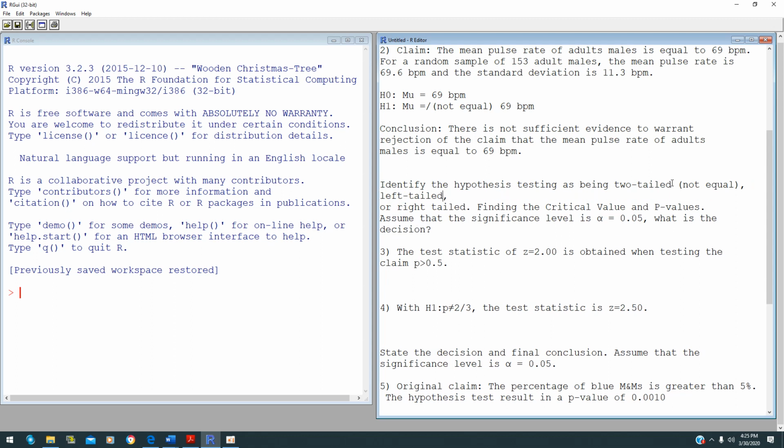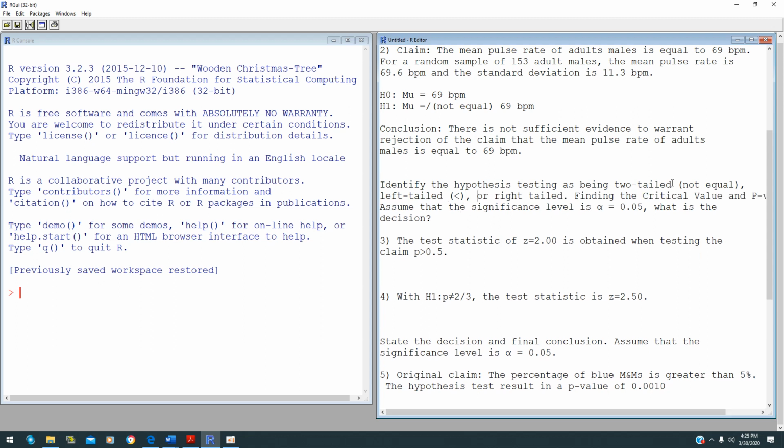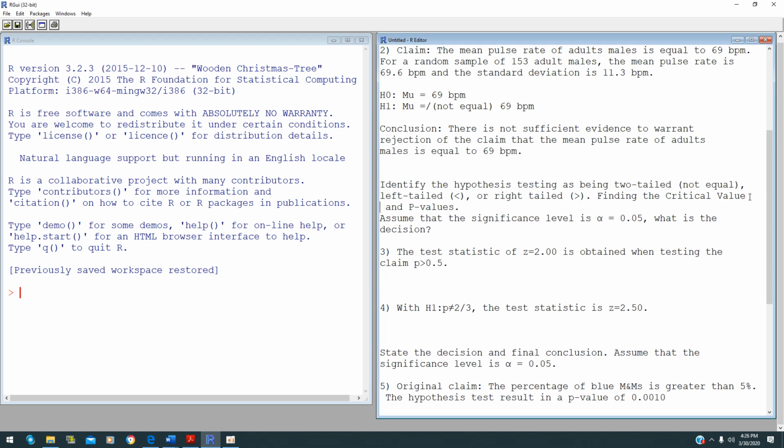A left-tailed test means you have to use less than. That means your alternative hypothesis will be less than. And for a right-tailed test, you will be using greater than. Once you figure out whether it is a left or right tail, you have to find the critical value and the p-value, and then make a decision based on alpha. The significance level is 0.05.